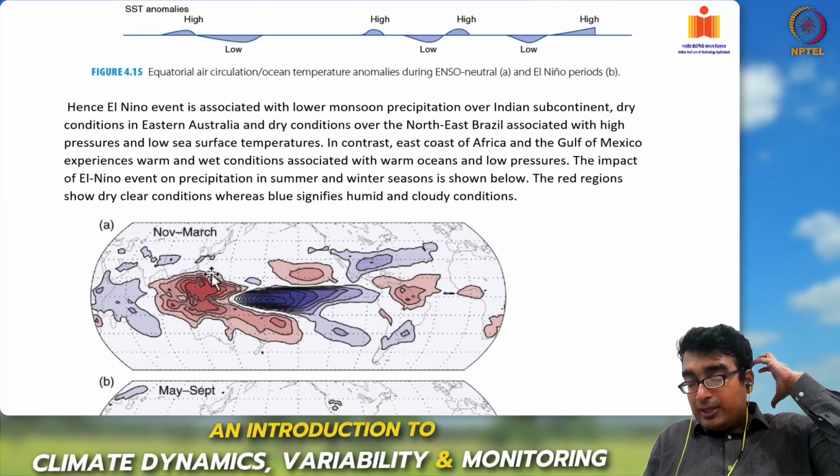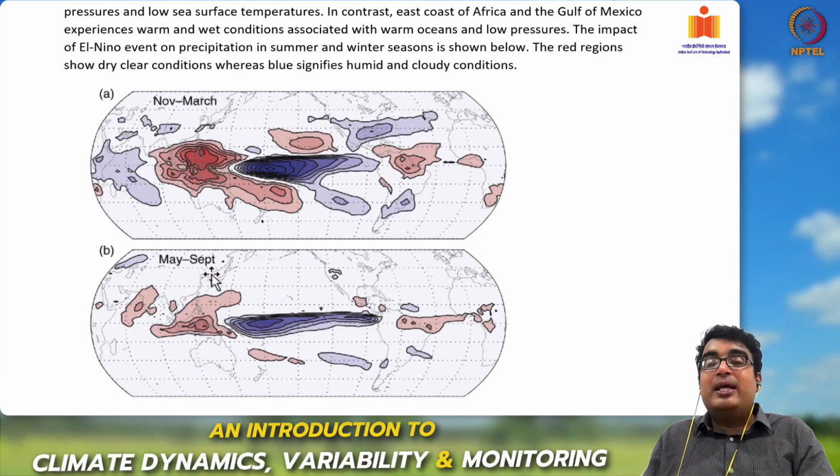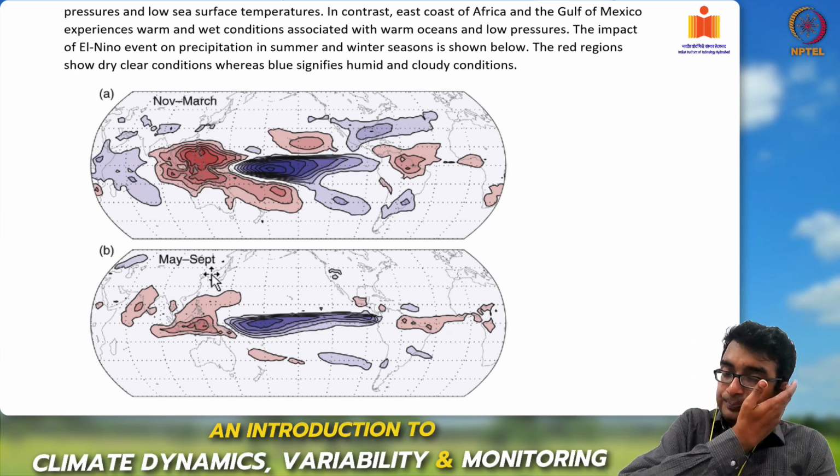So El-Nino causes weaker monsoon over the Indian peninsula as well as dry conditions over Indonesia, east coast of Brazil, etc., and wet conditions over the west coast of America, east coast of Africa, etc. Okay.